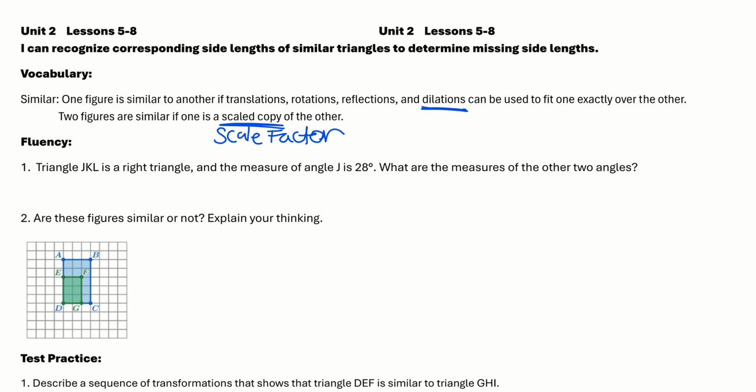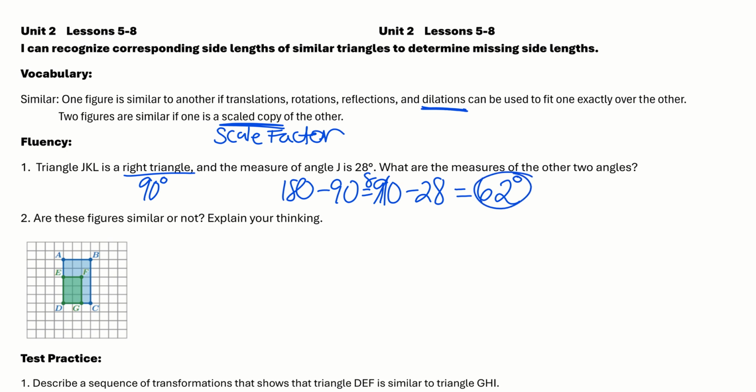Well, we know a right triangle has to have a 90 degree. And then to find the other angle, we're going to take 180 minus 90. That gets me 90. And then I'm going to minus 28. So I need to borrow. 10 take away 8 is 2. And then 8 take away 2 is 6. So 62 degrees and 90 degrees.